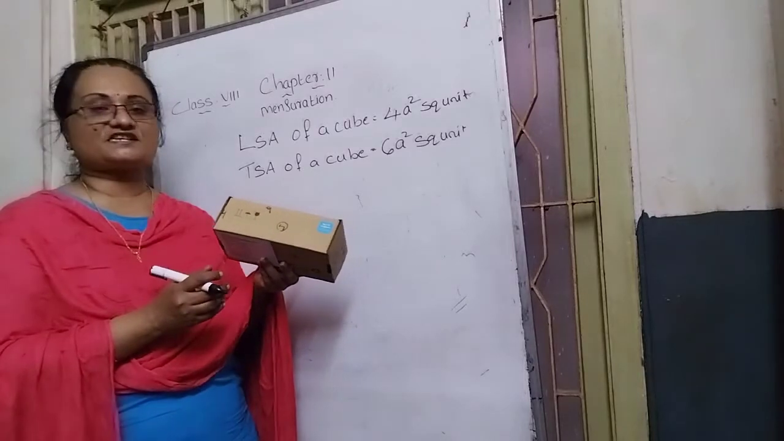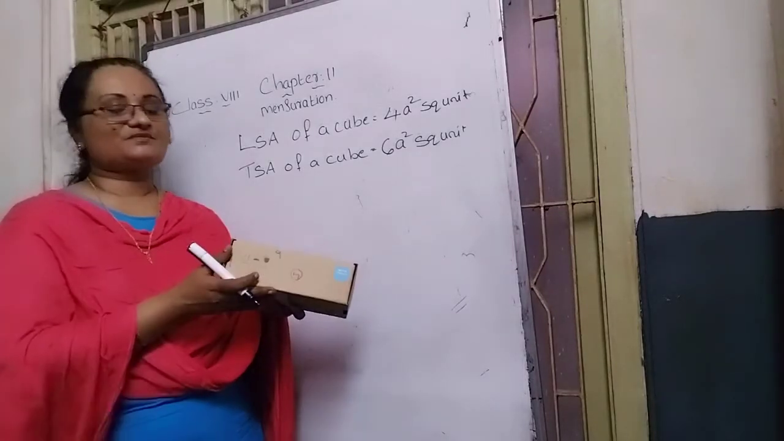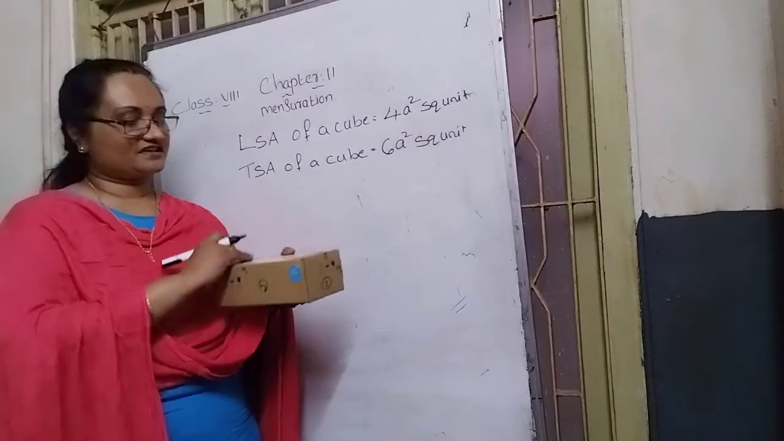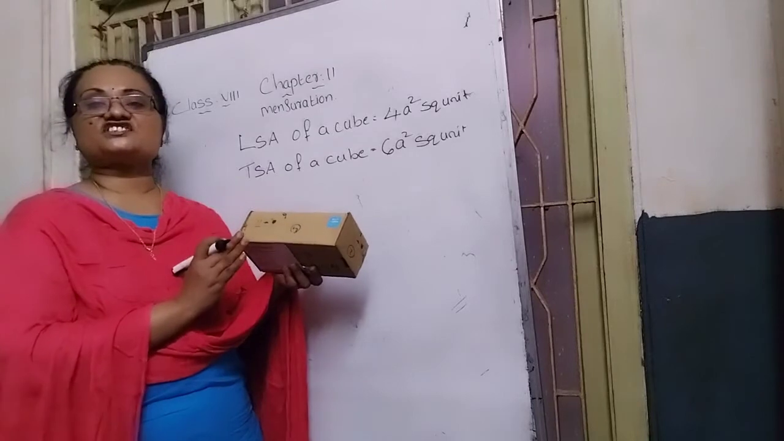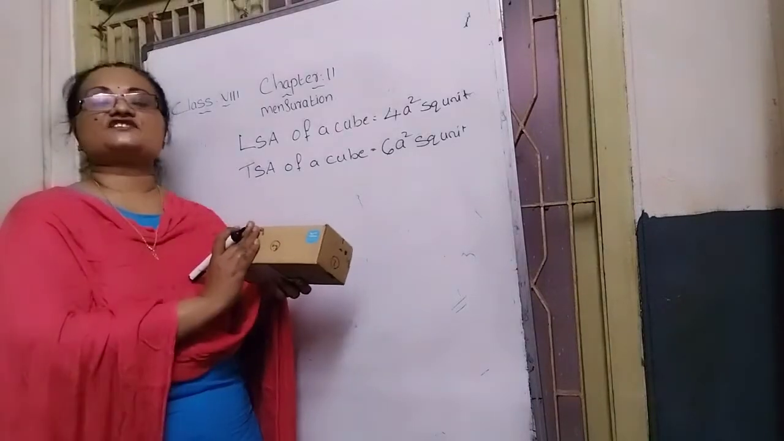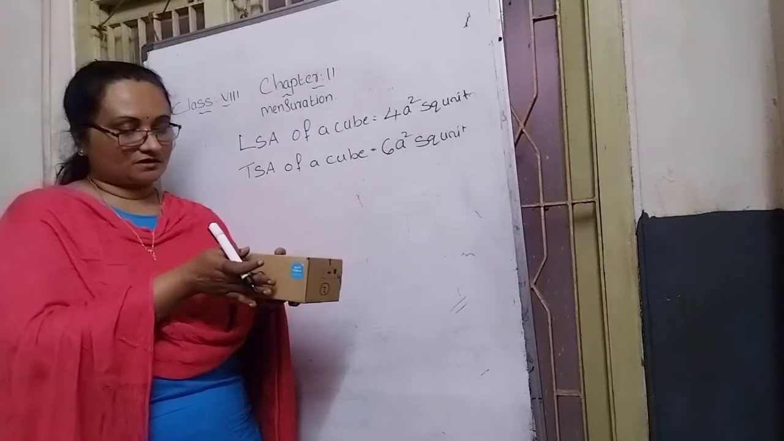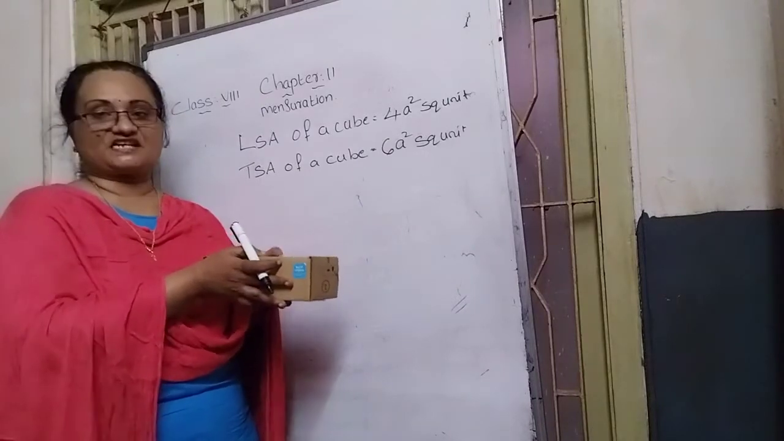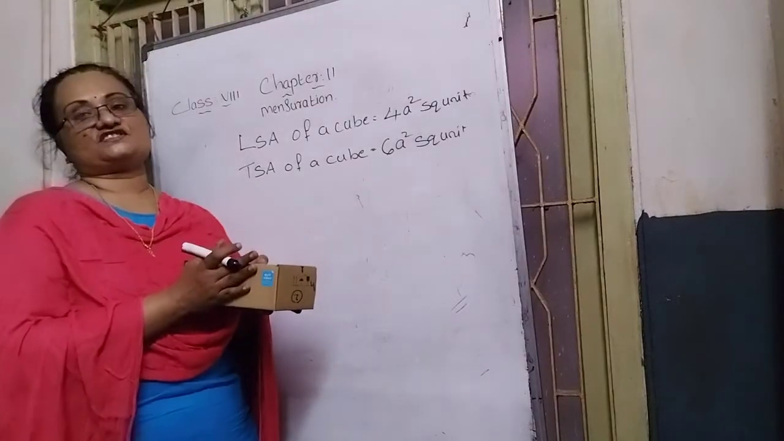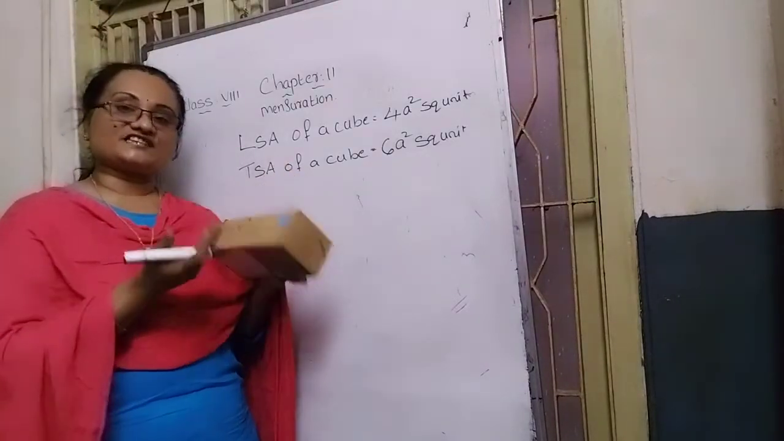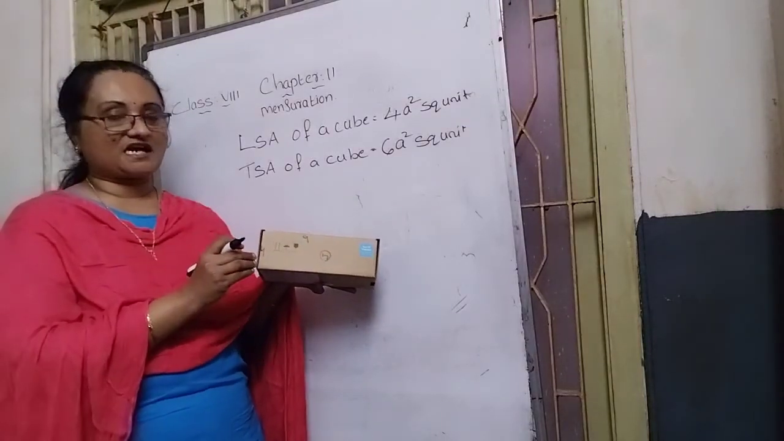The cuboid's specialty: all faces are in which shape? Rectangle shape. See, this face is a rectangle, rectangle, rectangle, rectangle, all. So how many faces does it have? The cuboid also has 6 faces: top, bottom, this right side, left side, front, back. So in total 6 faces. For a cuboid, how many edges? That also, how many are there? 12 edges.